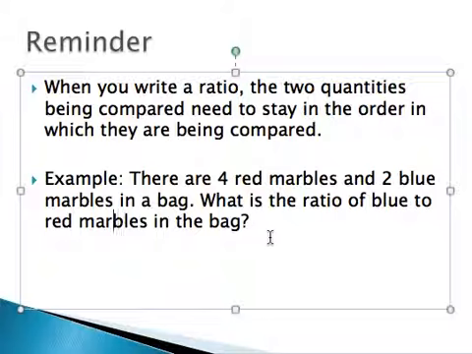So in this case, the blue answer needs to come first. So we would put 2 to 4 because we're comparing blue to red. Now this simplifies to 1 to 2. So our ratio of blue to red marbles in the bag would be 1 to 2. There is one blue marble for every 2 red marbles in the bag.